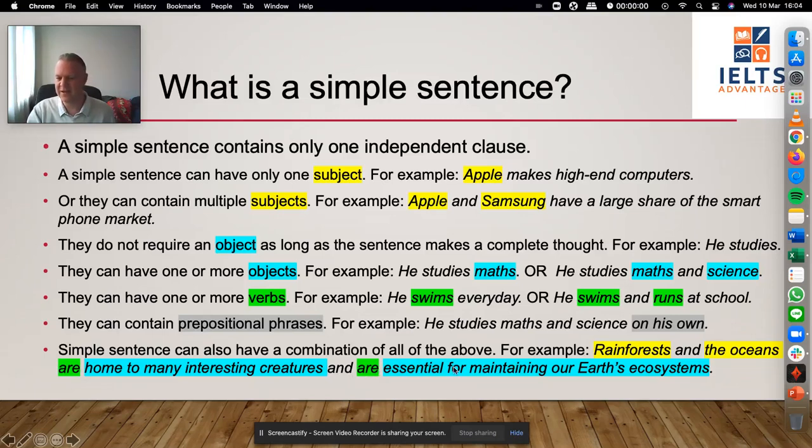Are essential for maintaining our Earth's ecosystem. So here we've got another object. So we've got two subjects, two verbs, and two objects. You see, a simple sentence can be quite complicated, but this is still a simple sentence. We know this part here isn't an independent clause in its own right because it doesn't have a subject. So when "and" is followed by a verb, it is still part of the simple sentence. Okay, so moving on.